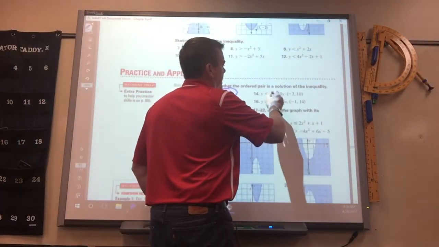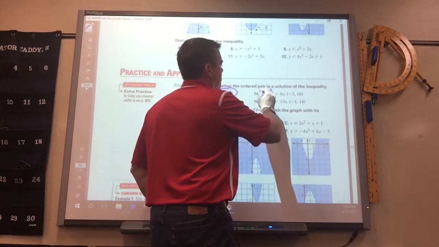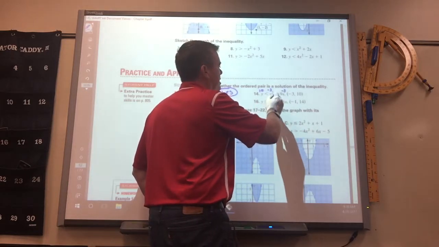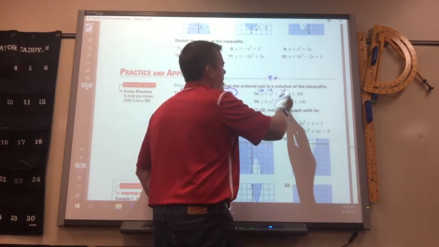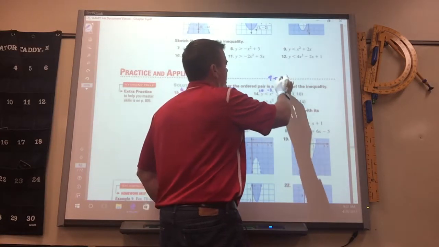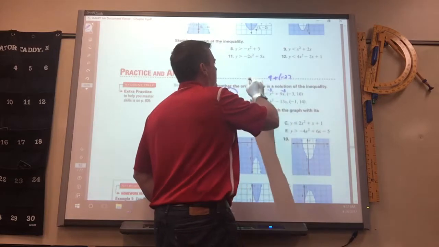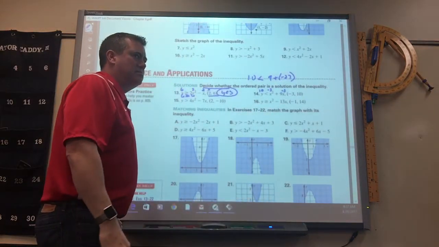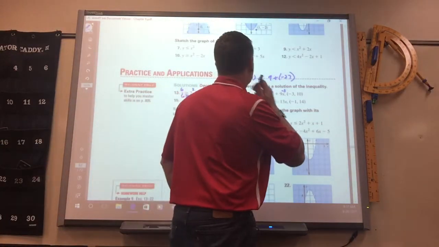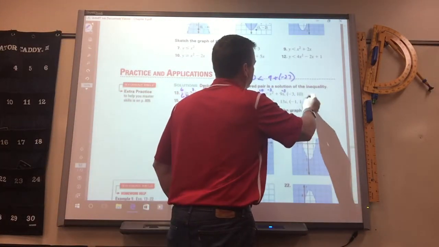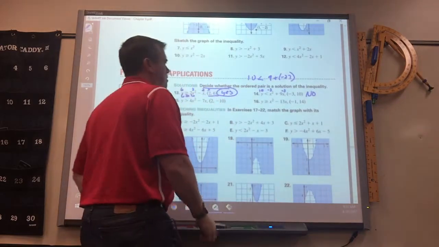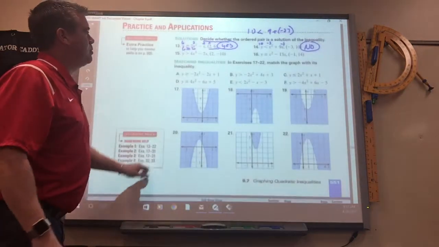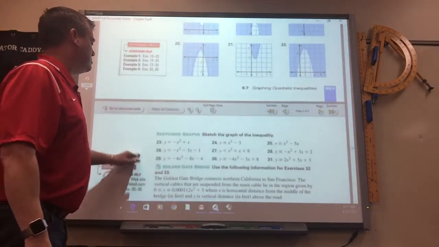14, put negative 3 in for x and 10 in for y. Negative 3 squared is 9, plus 9 times negative 3 is negative 27. Is 10 less than 9 plus negative 27? No. Well, right, this is negative. That's no. Okay, I'll give you a minute to do 15 and 16, and then we'll do some of the graphs together.